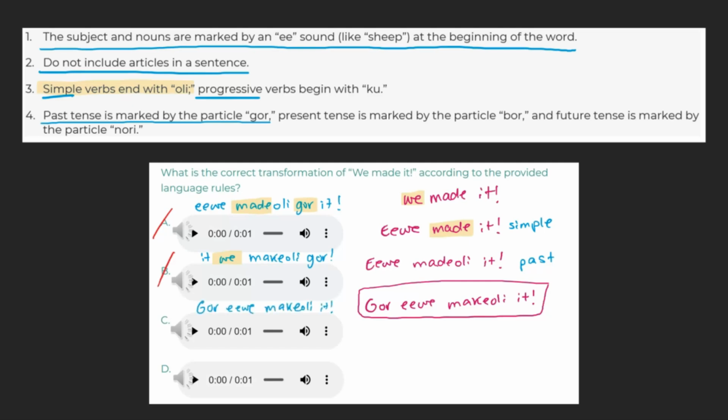C. Gore iwi makiali it. This actually matches our sentence word for word, and is therefore likely our final answer. We can take a look at choice D just to be sure.